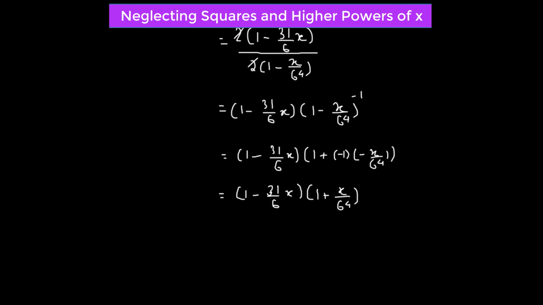Now we're going to FOIL the two expressions. So we'll have 1 plus x over 64 minus 31x over 6, which should be equal to 1 minus 989 divided by 192 times x. So this is the approximate binomial form.